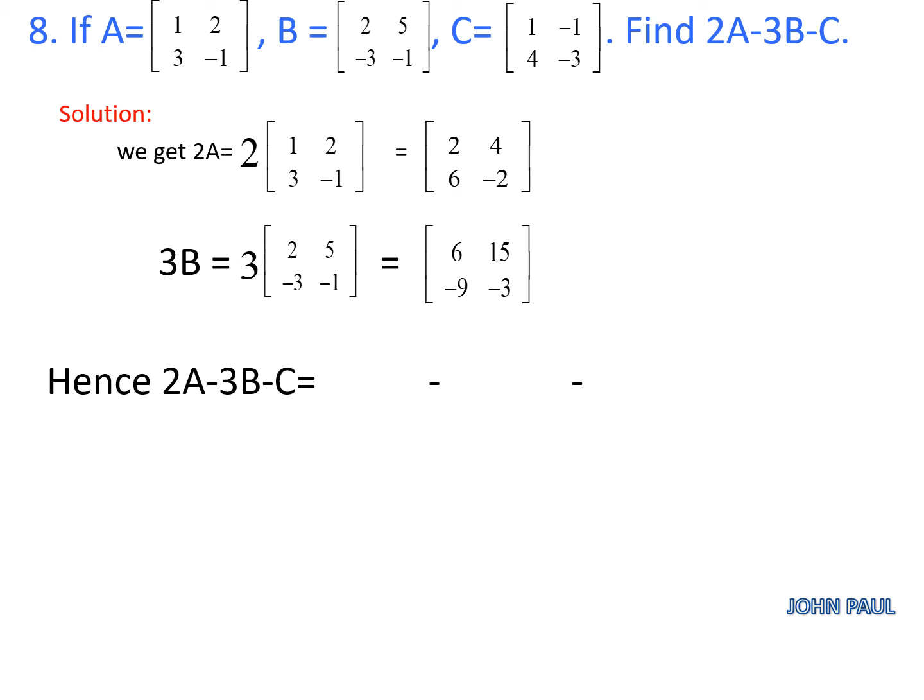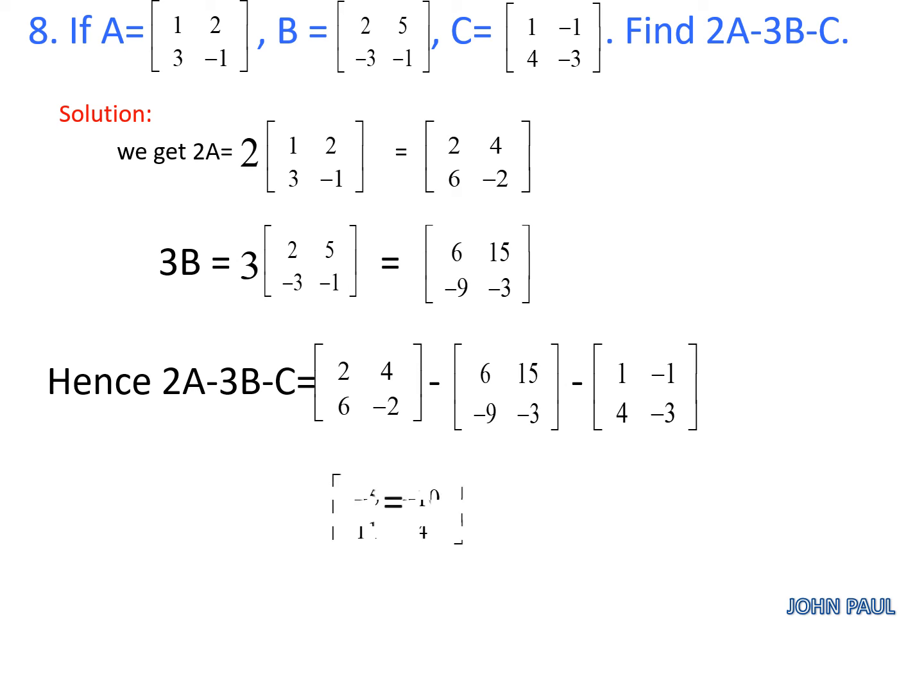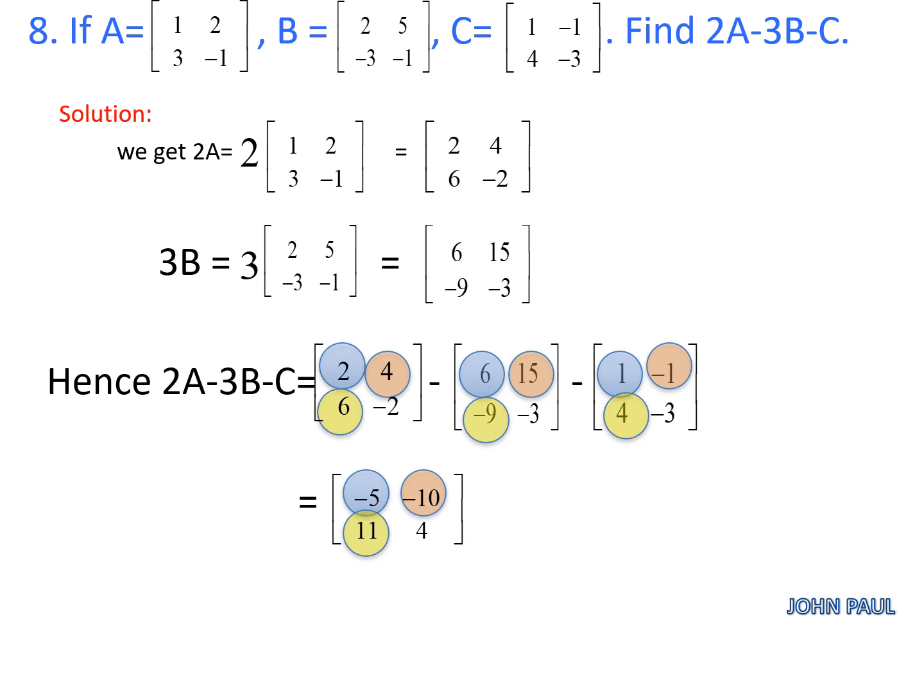Hence, the given question 2A minus 3B minus C equal to, substitute the values of A, B and C. By simplification, taking the first term, 2 minus 6 minus 1, 4 minus 15 plus 1, 6 plus 9 minus 4, minus 2 plus 3. We got the values.